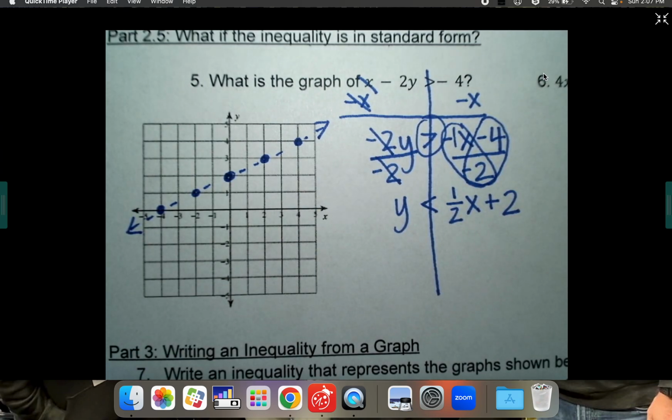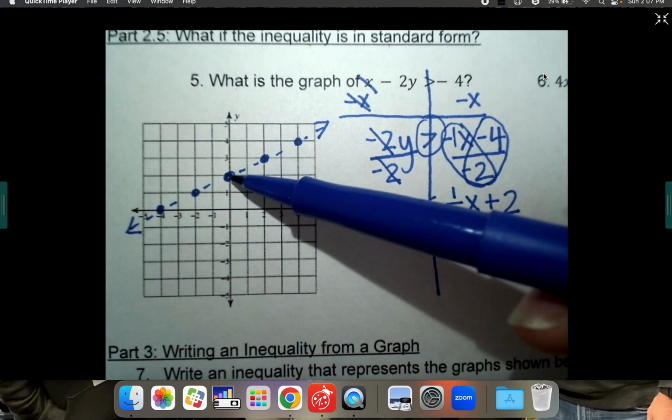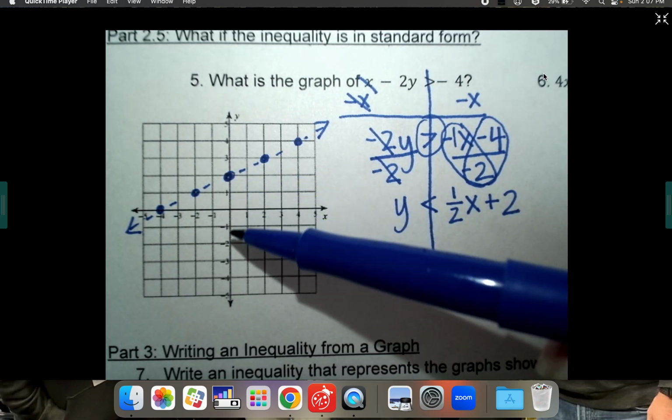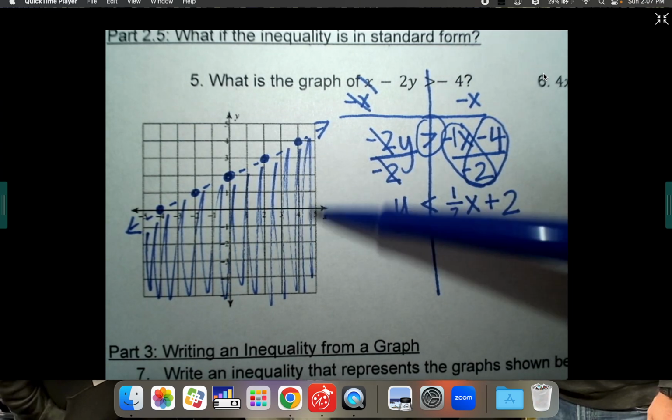We are still shading, so we need to decide which side gets shaded. This is y is now less than. So if I go to my y-intercept, it's going to be less than that, which less than is going down in numbers. So this is the half plane that gets shaded.